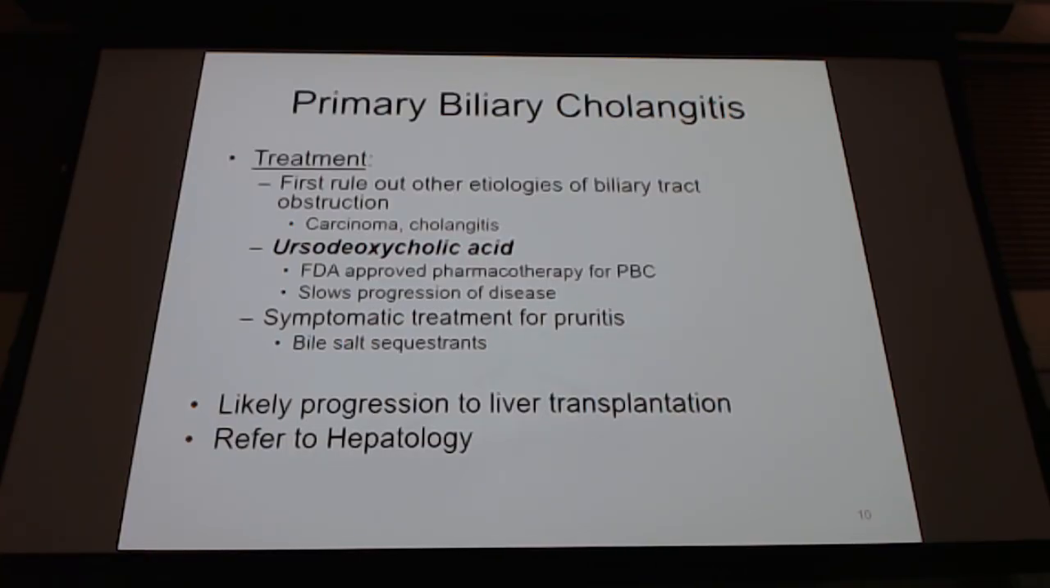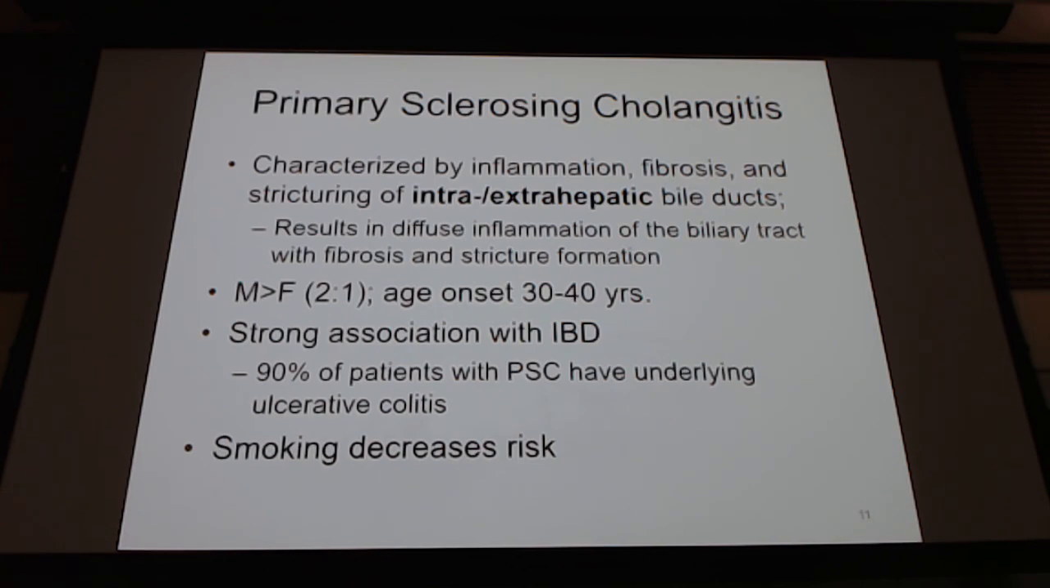So, primary biliary cholangitis, I said that's intrahepatic, that's where that occurs. Well, I want you to pay attention that this one is going to be intra and extrahepatic. So inflammation, fibrosis, and stricturing of the intra and extrahepatic bile ducts. So diffuse inflammation of the biliary tract. This is a little bit different. We talked about women being the majority of the issue before. Now this is males, 2 to 1, and onset age 30 to 40. So know your demographics with these folks.